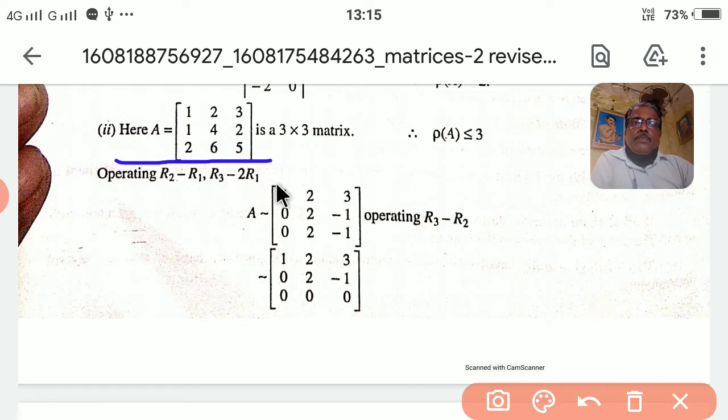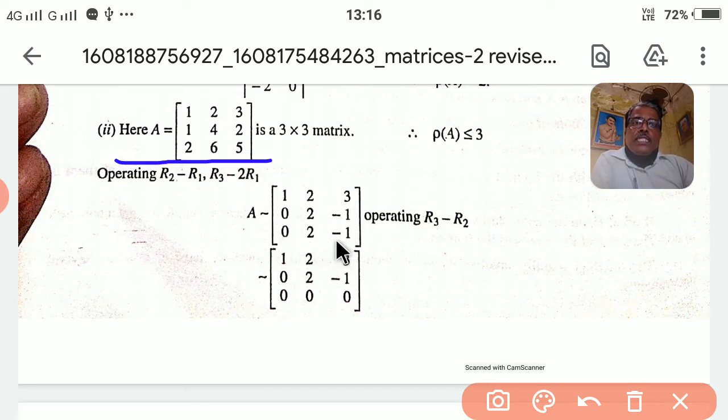Then the third row, we write the third row as R3 minus 2 R1. The elements of R3 are 2 6 5. For R3 minus 2 R1, multiply the row R1 with 2 and subtract it from the third row. So we get 2 into 1 is 2, subtract it from the third row, 2 minus 2, 0; next 2 into 2 is 4, 6 minus 4, that is 2; then 2 into 3 is 6, 5 minus 6, that is minus 1. Like that we operate these two rows.